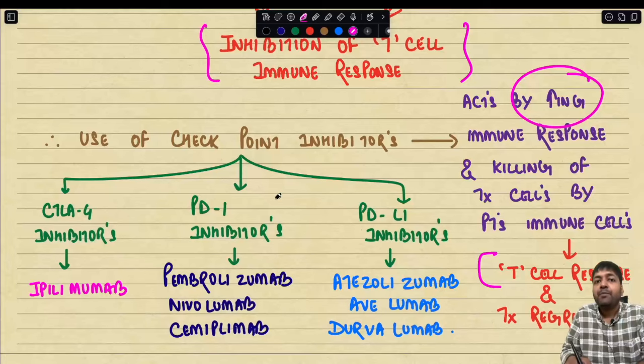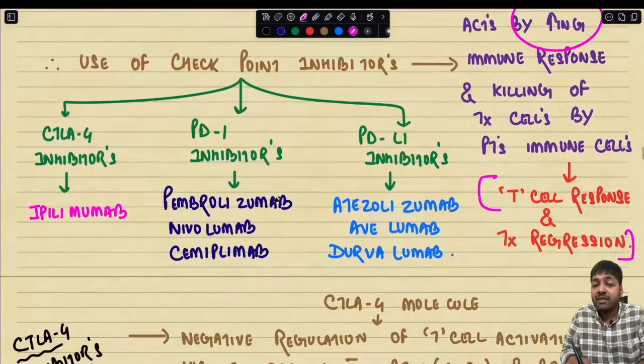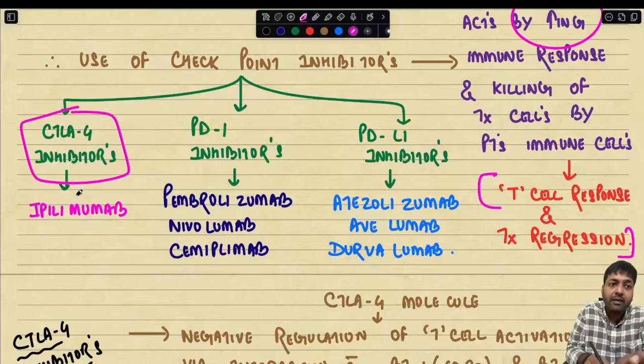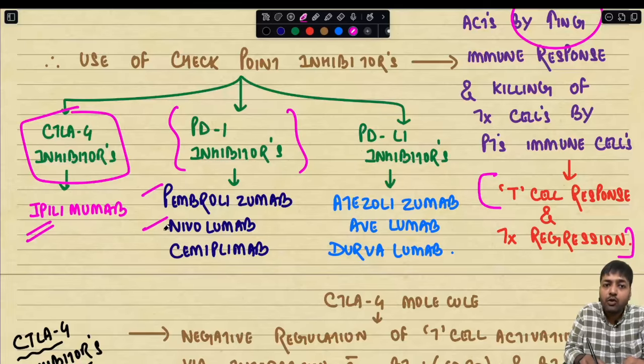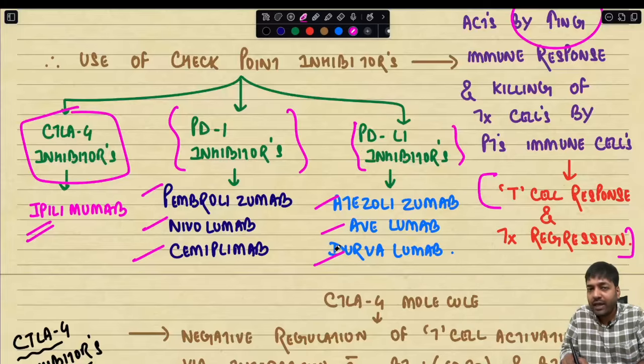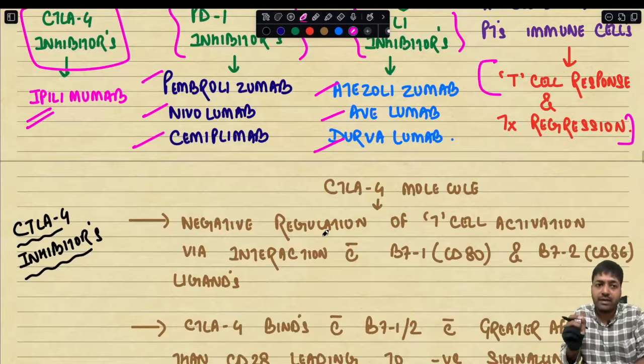So what are the immune checkpoint inhibitors which are widely used? The most commonly used include the CTLA4 inhibitor ipilimumab. Then there are PD1 inhibitors, which include pembrolizumab, nivolumab, and cemiplimab, and then PD-L1 inhibitors, including atezolizumab, avelumab, and durvalumab. These are the commonly used checkpoint inhibitors, and you have to at least remember these names and write them down in the exams if you want to score points.